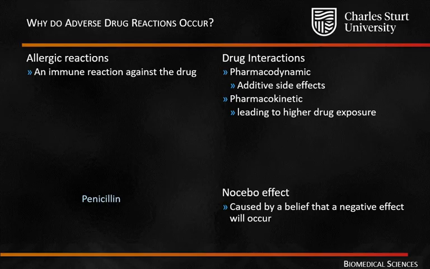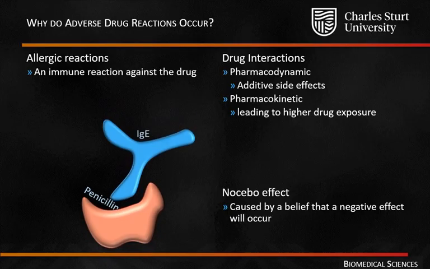Adverse drug reactions can also occur because of our body's immune reaction against the drug. So for example, penicillin can be metabolized and bind to albumin.